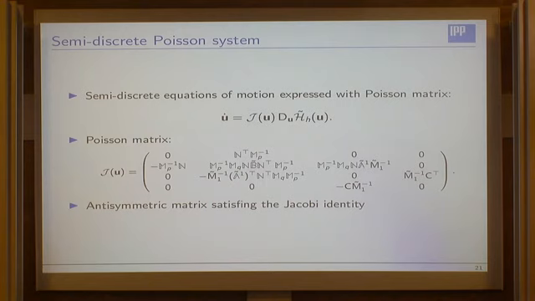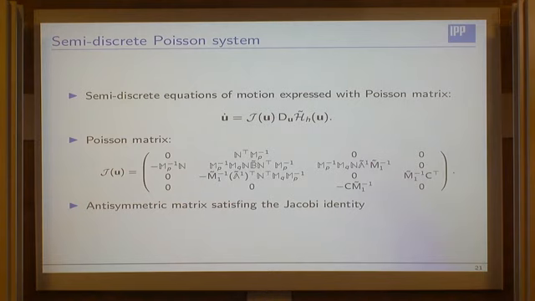And then you can write everything together in this Poisson structure. So you can write it as a Poisson matrix times the derivative of the Hamiltonian with respect to the dynamic variables u. So u collects the position, velocity, and the finite element degrees of freedom of your field description.